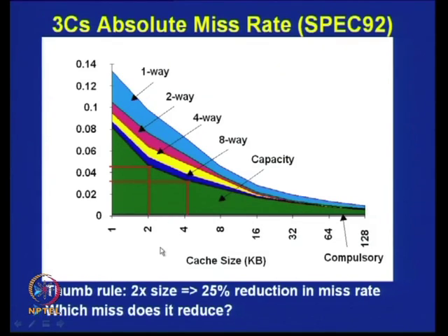Now, let us consider direct mapping. In such a case, when you have a 2 kilobyte cache memory, the miss rate is a little less than 0.1, that is a little less than 10%. On the other hand, when you increase the size to 4 kilobyte, the miss rate reduces from a little less than 10% to a little more than 6%, so roughly about 7%. So here also a 25% reduction in miss rate occurs. The question arises, due to which misses does it reduce? This reduction occurs because of capacity misses, as I have already mentioned with the help of our earlier slides.